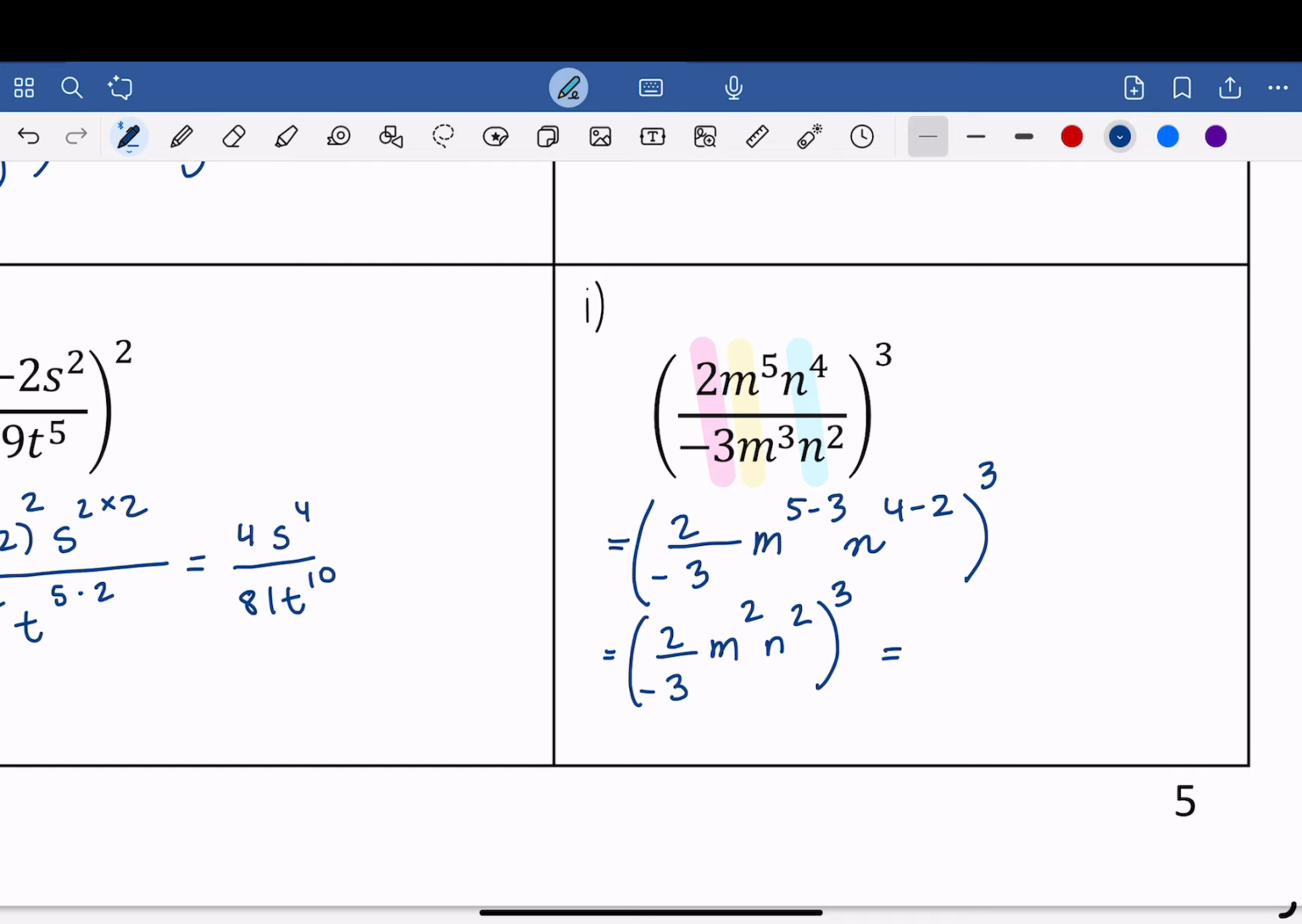So it is 2 to the power of 3 over negative 3 to the power of 3. And then m to the 2 times 3 is 6 and n to the 2 times 3 is 6, which is equal to 2 to the power of 3 is 8 over negative 27, and then m to the power of 6 and n to the power of 6. And I'm just going to box the final answer here so you could see it better. That is the final answer.